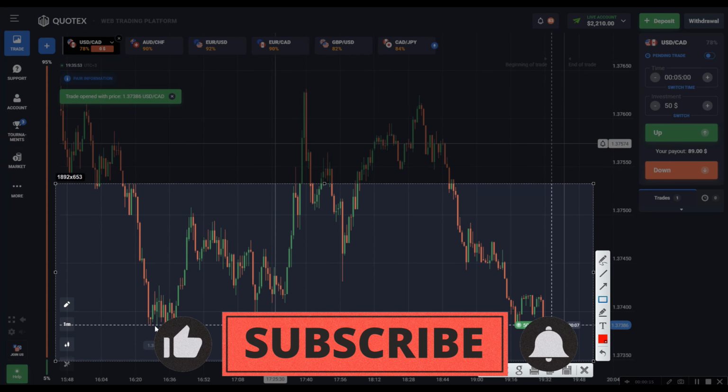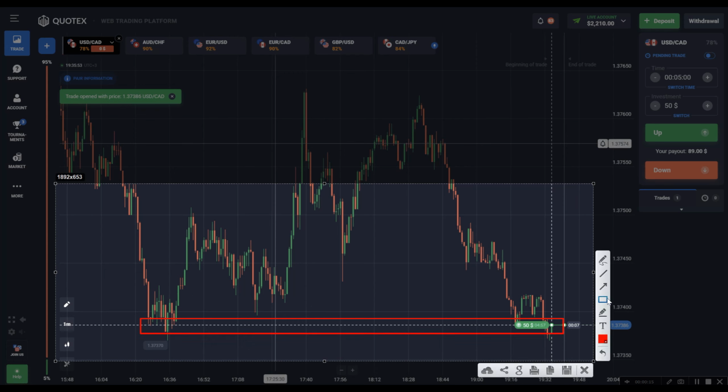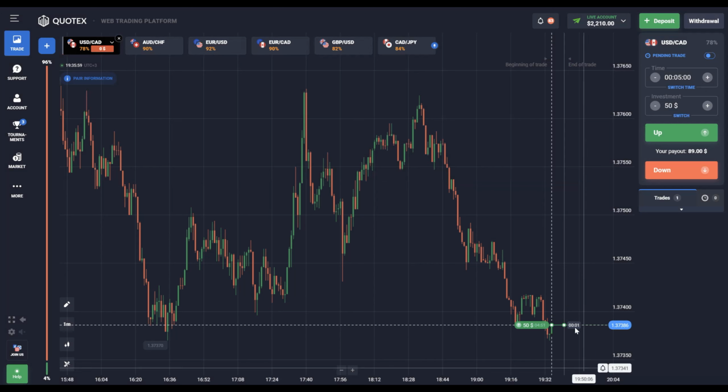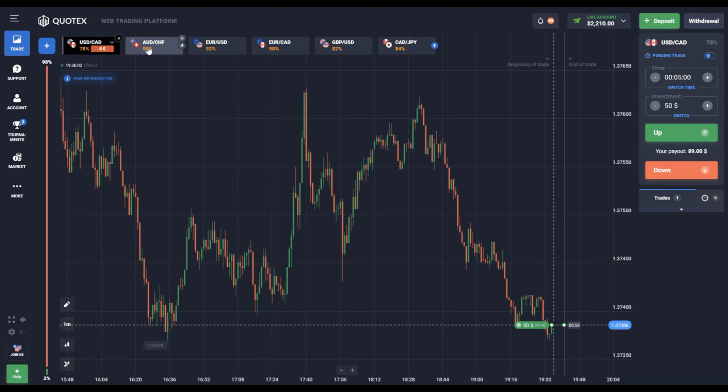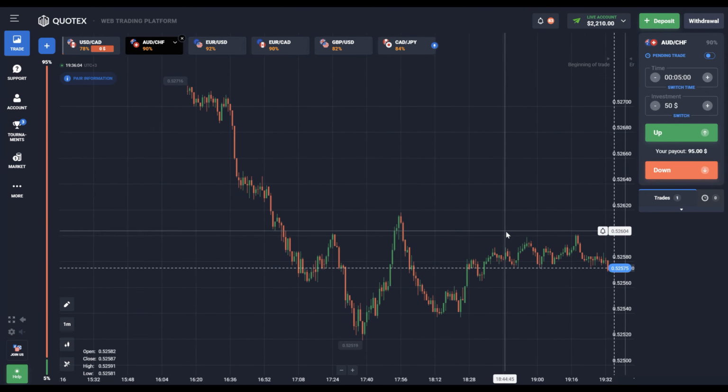Right now, the price is at a very important support level, a push stool. Therefore, I'm really counting on the price to go up from here. Let's go ahead and take a look at what's happening on the other charts for more confirmation.